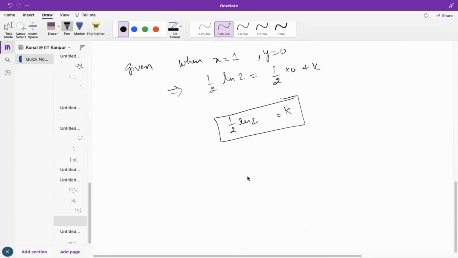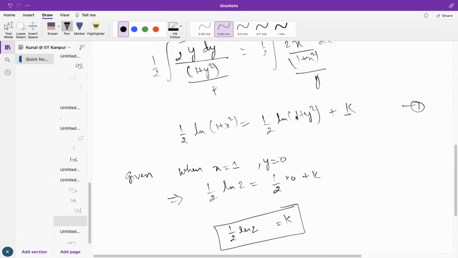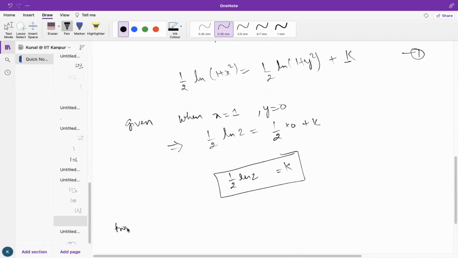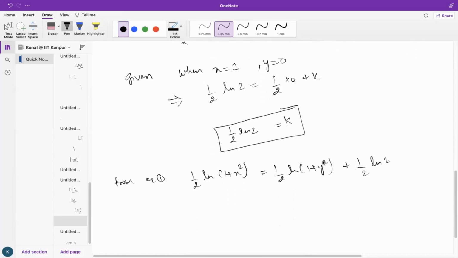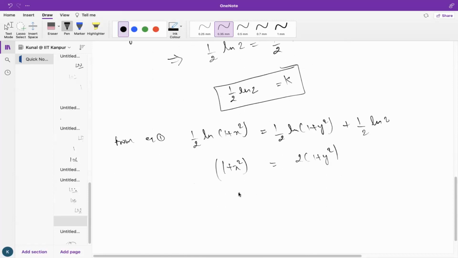Now from equation 1, this is our equation number 1, what will we get? Half of ln(1 plus x square) is equal to half of ln(1 plus y square) plus half of ln 2. So we can remove the half from all sides, and what we will get is 1 plus x square, by applying the simple logarithmic property, which will be multiplied, equal to 2 into (1 plus y square), right? And on solving, what do we get?